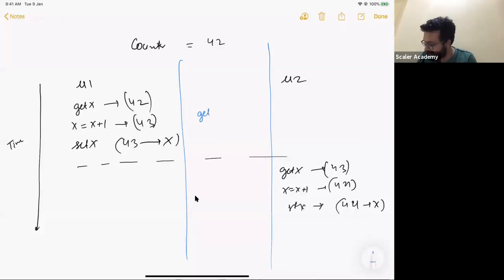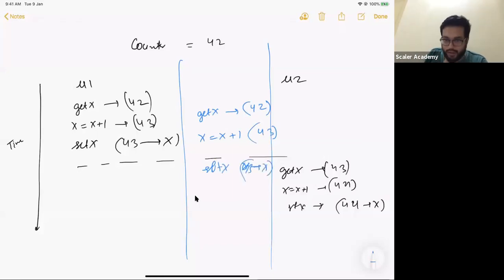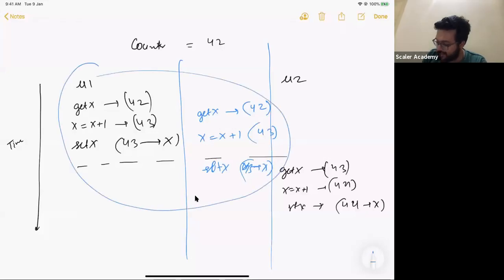So you would say a getX. What will that getX give? People, can you help me with it? I'm running a getX here. It will give me a 42, right? It will give me a 42 because at this point in time, the value at X is 42. And then it will say X is equal to X plus 1, which will make a temp value of 43. And then it will do a set X and it will set 43 to X. Do you guys see a problem when these two things happen together?